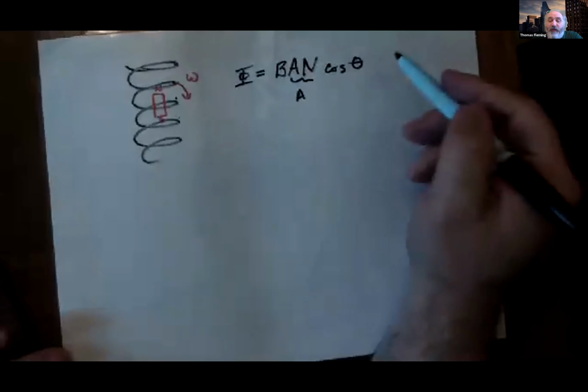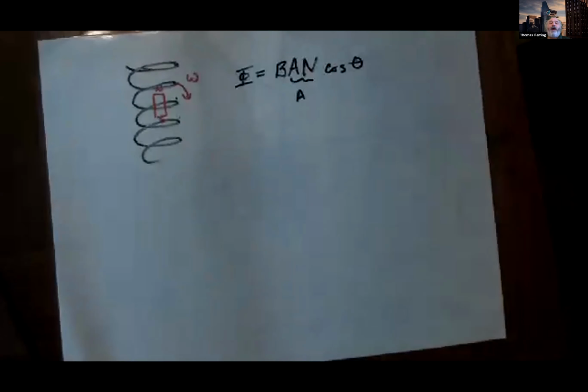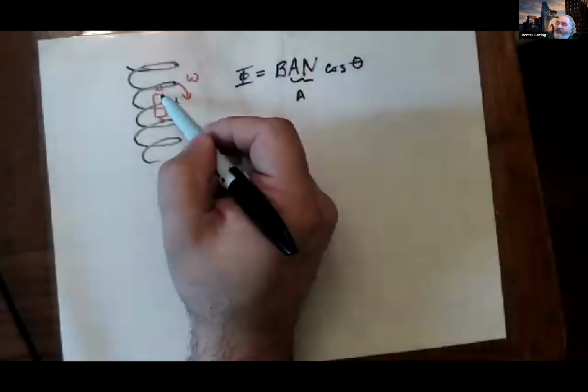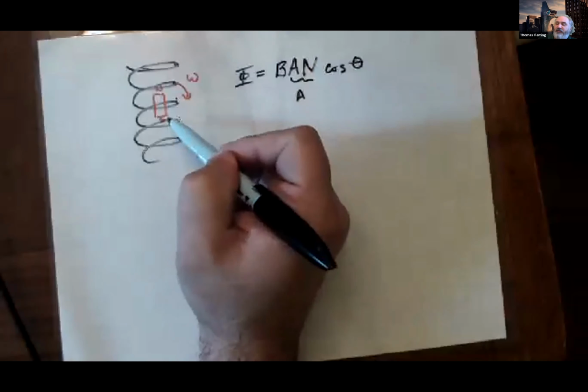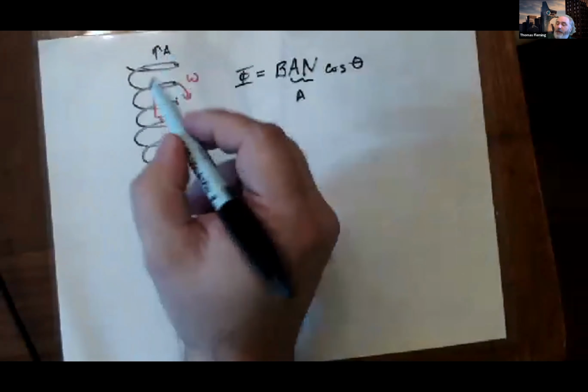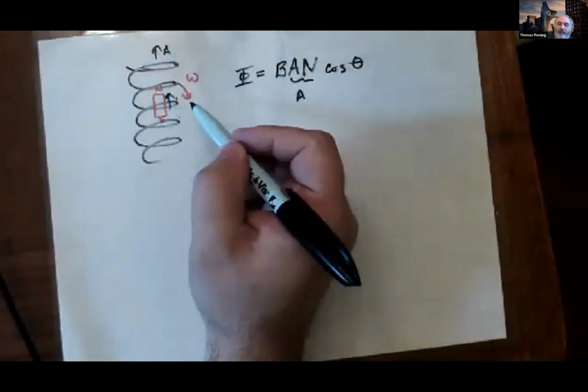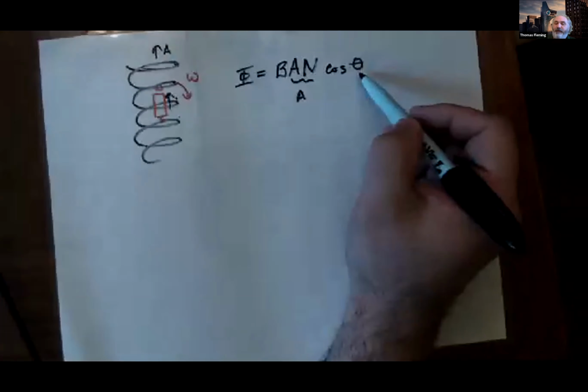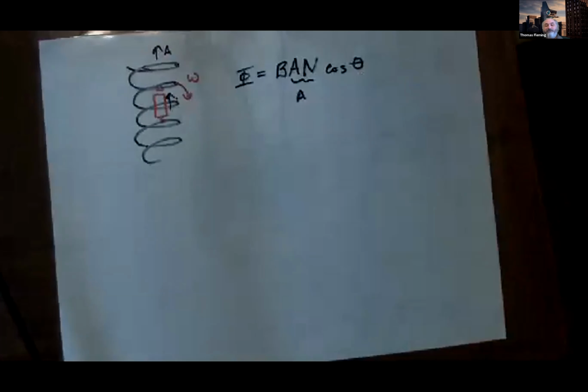So that's my flux. Now, what's going to happen is as my thing spins, my flux is going to change. It's going to start off large because my area vector probably points straight up. My magnetic field starts out pointing straight up. So at first, this angle is 0. The cosine of 0 is 1. So I'm starting off with lots of flux.